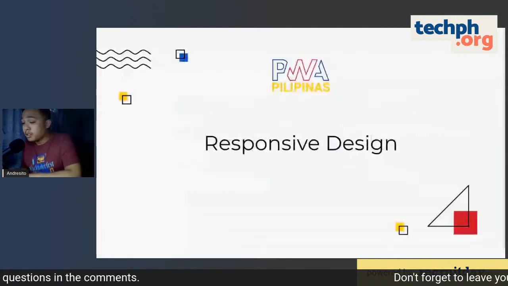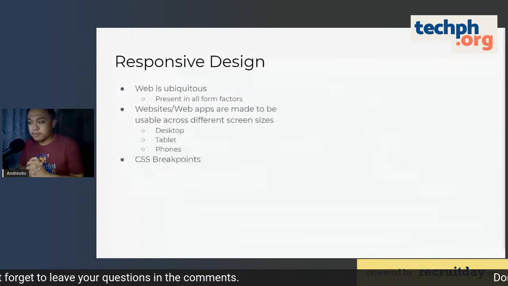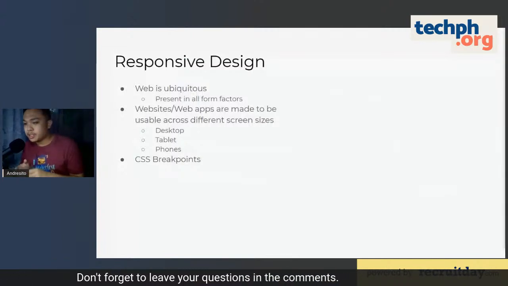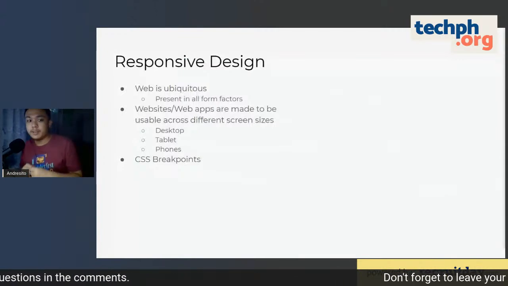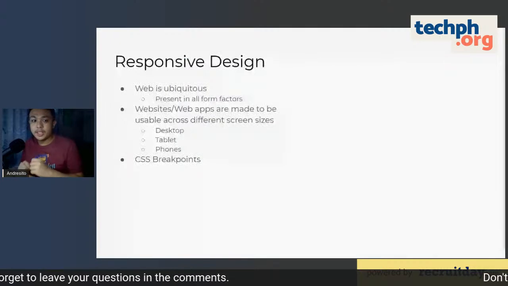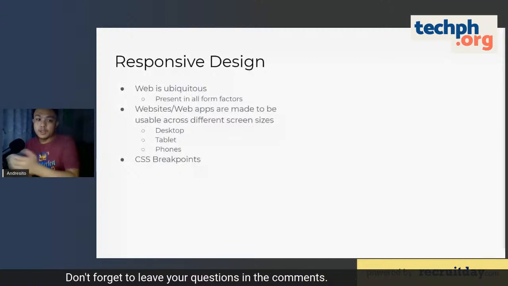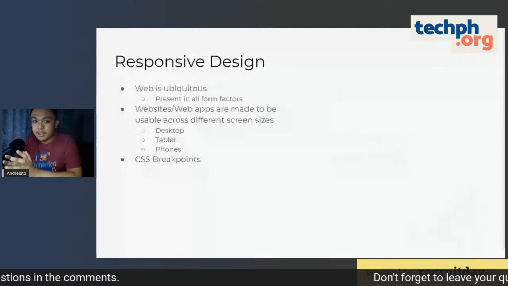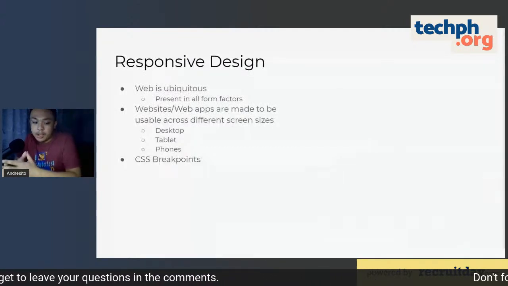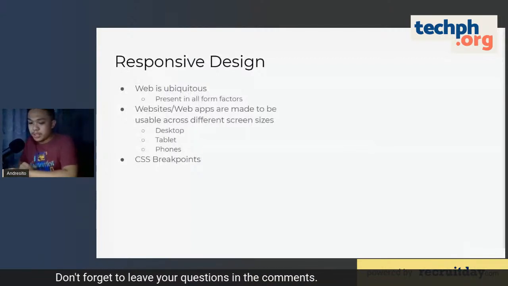Now let's talk about responsive design. So if you're familiar, responsive design is made because the web is ubiquitous. It is present in almost all form factors. You have your phone, you have your desktop, you have your TVs, and every other gadget you have. So to address this, websites and web apps are made to be usable across all of these screen sizes by using CSS breakpoints. So CSS breakpoints contain the design logic for when a certain style would be applied. Let's say for this screen size of my phone, this would be shown. If I'm using a desktop, it would be shown as such.